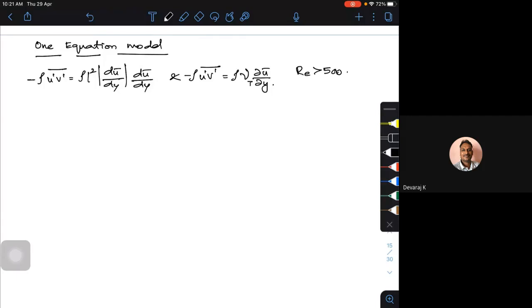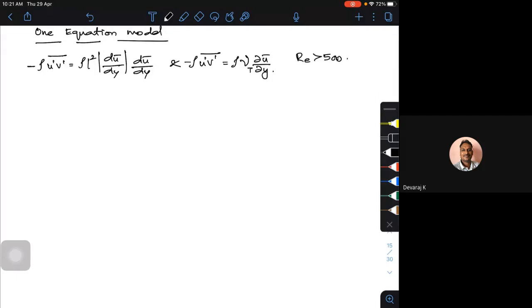Now, say for example I have a flat plate and I have the boundary layer. So this is my boundary layer. This is my X critical, which is where my transition is going to happen. Corresponding to that, I may have my delta critical.